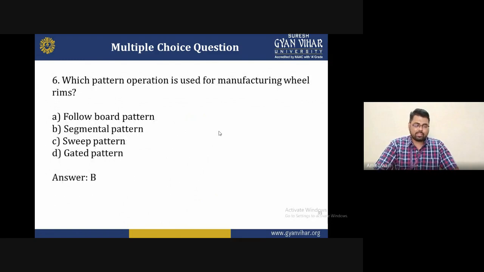Next one is: which pattern is used for manufacturing a wheel? Which pattern?